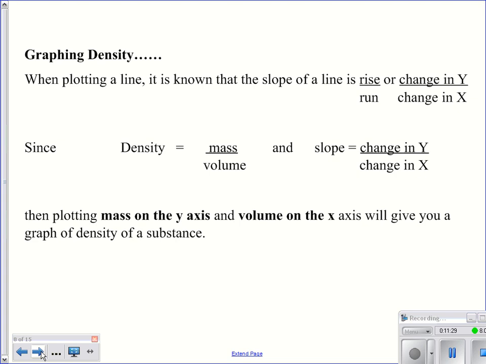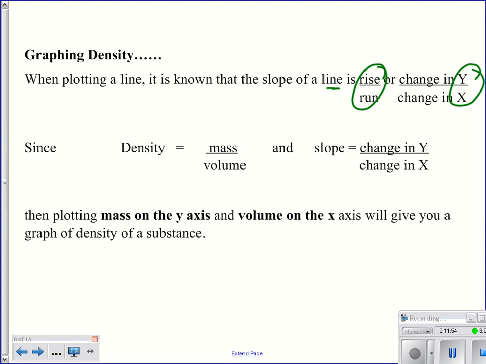We're now going to get to graphing density, and this is not on our calculators yet. I'm going to do a different video, I think, for the calculator graphing. But when we plot this, and you're going to see that this is part of your first lab that you have to do. When you plot a line, it's known as the slope, and you guys know that. So the slope of a line is your rise over run. It's also known as the change in y over the change in x.